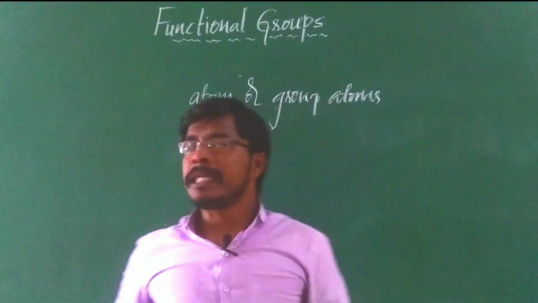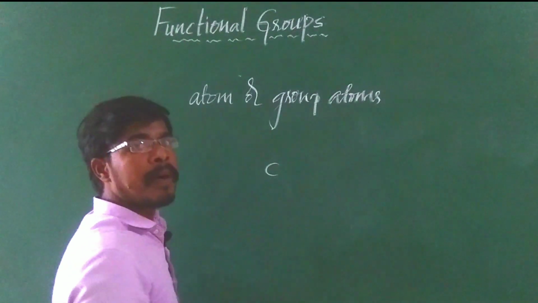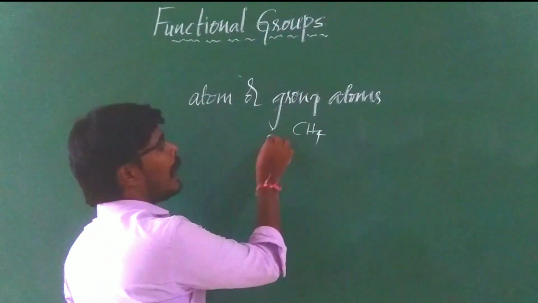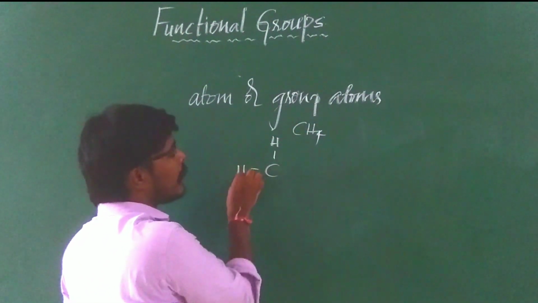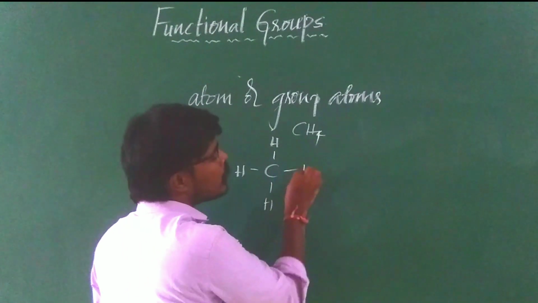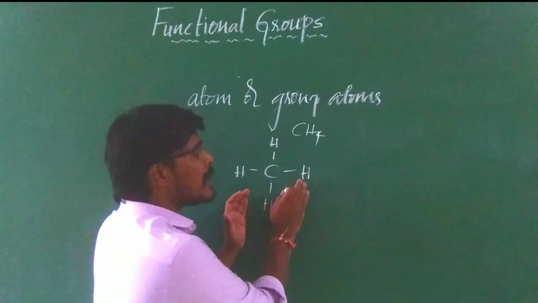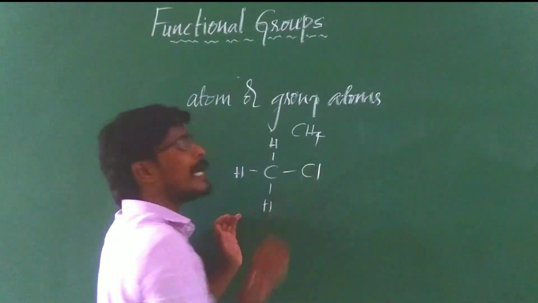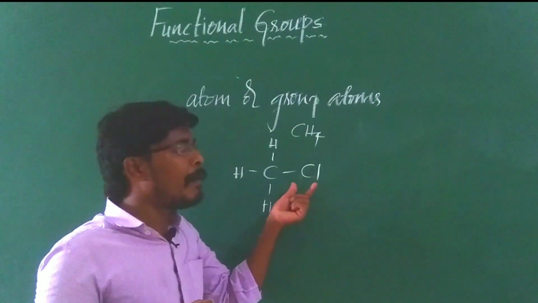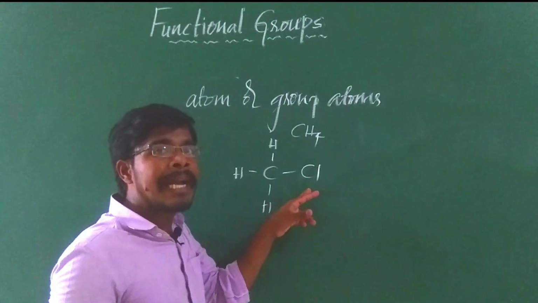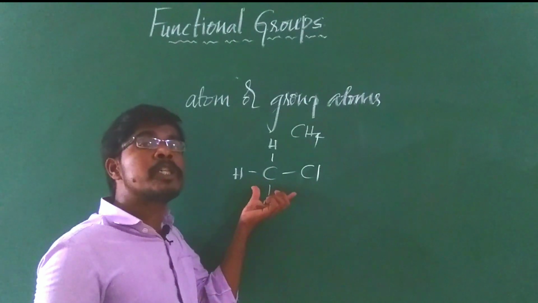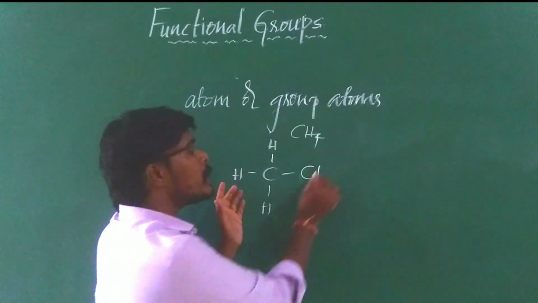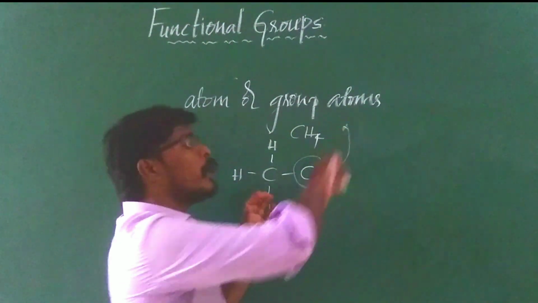A simple example here, students. The first member of the carbon compounds is methane, CH4. This is the formula, and how many hydrogens? 4 hydrogens are there. This is the simplest and first member of the carbon compounds. If you remove a hydrogen and replace it with a chlorine atom, a single atom I am going to attach here, this chlorine atom is going to change the function of the carbon compound. It is going to decide the function of the carbon compound. So we can say it is a functional group.